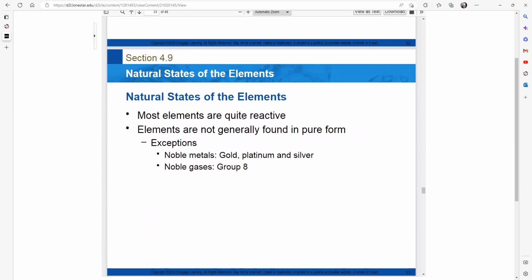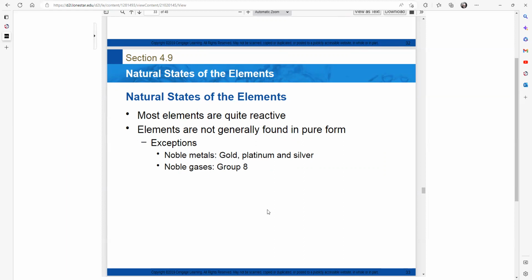Well, most of the elements are quite reactive, so elements are not generally found in pure form, except for what? The noble gases, and gold, platinum, and silver. These elements generally can be found in pure form, not combined. And the noble gases usually are in atomic form, they don't combine, not even with the same type of atoms.